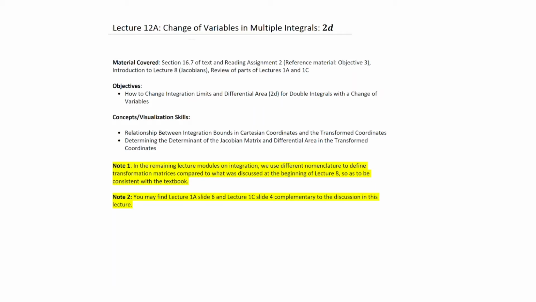Note 1, in the remaining lecture modules on integration, we use different nomenclature to define transformation matrices compared to what was discussed at the beginning of Lecture 8. And we're doing this to be more consistent with the textbook. Second note is you may find Lecture 1A Slide 6 and Lecture 1C Slide 4 complementary to the discussion in this lecture.